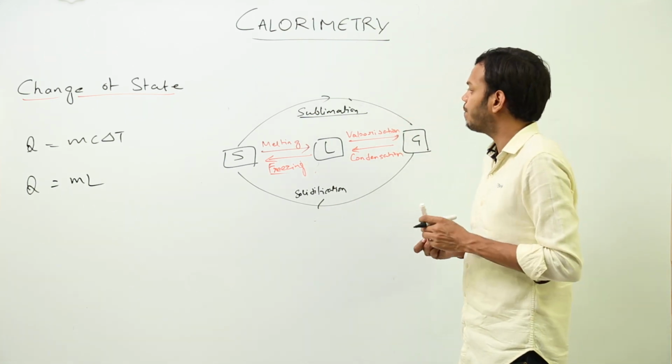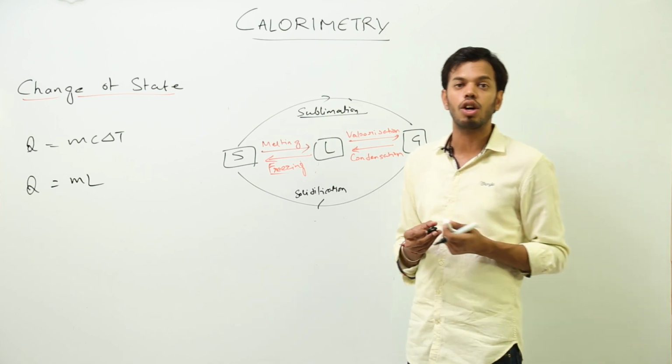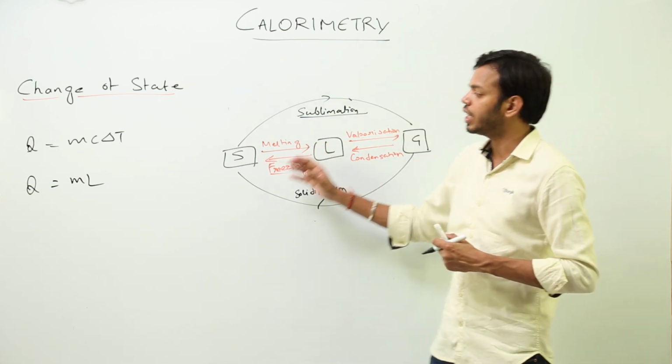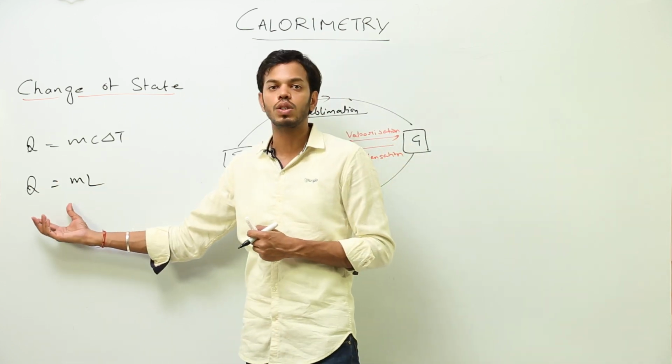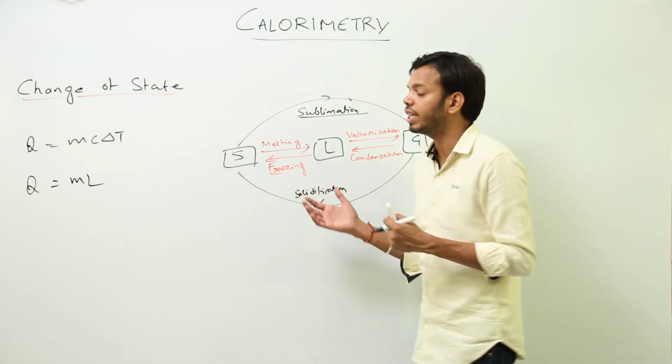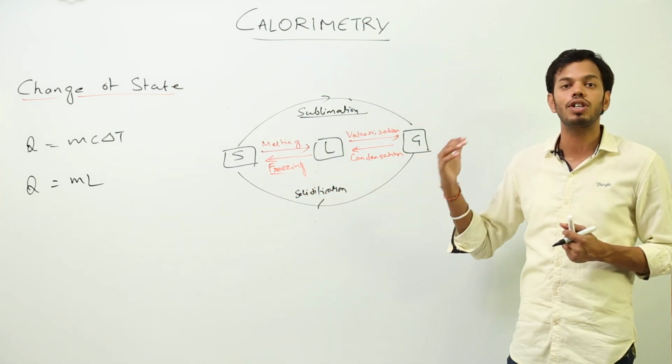So these are the processes of change of state of a matter, and when the state is changing, we'll be using this formula, which is Q is equal to mL. Whereas when heat is just supplied to a body without changing its state, it is actually increasing its temperature.